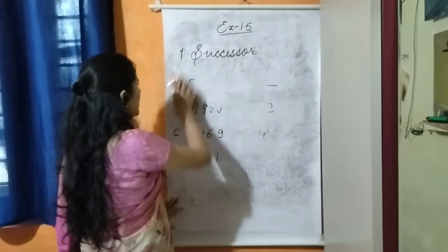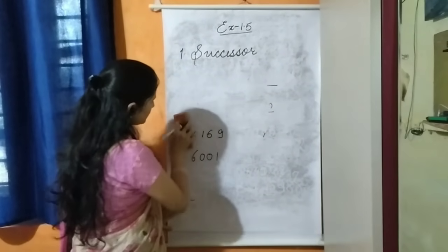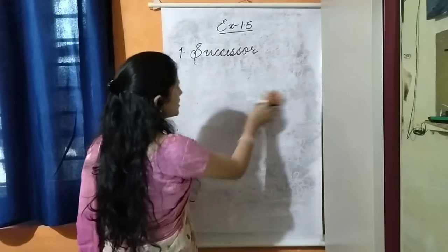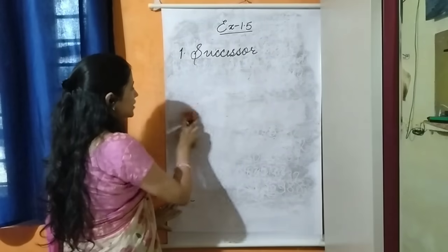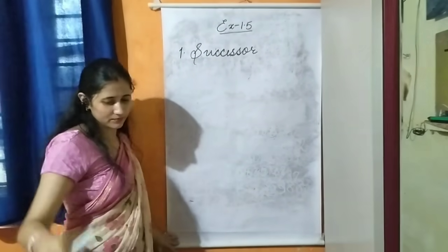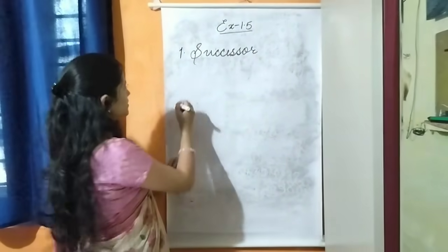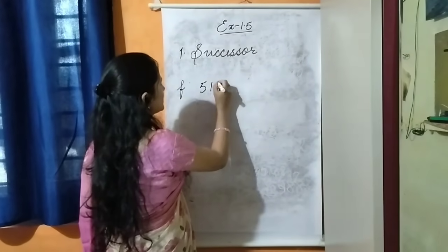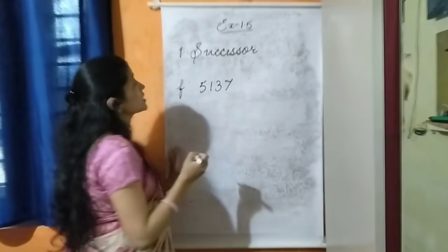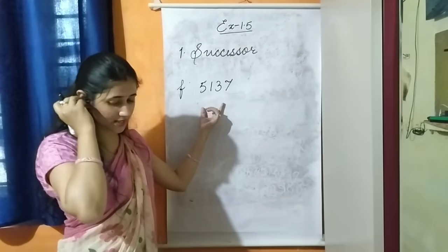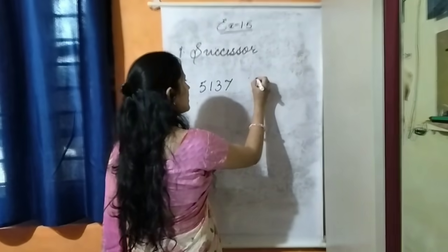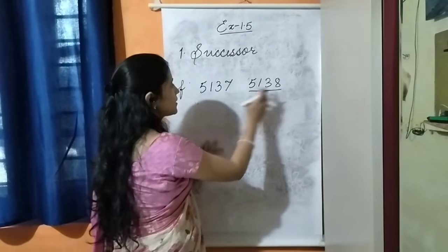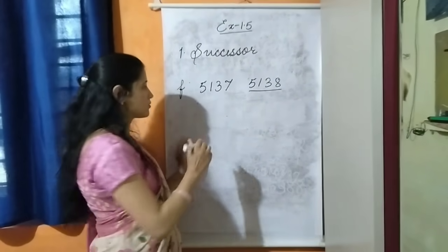Students, if you have understood how to find the answer, you can write the answers yourself also. But please check your answers. So F is 5137. The successor of 5137 will be 5138. 7 plus 1, 8 here. Okay, students.